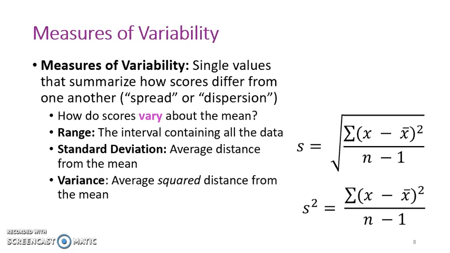The formulas for the standard deviation and variance are shown here. The standard deviation is the average distance from the mean, and the variance is that average distance squared.